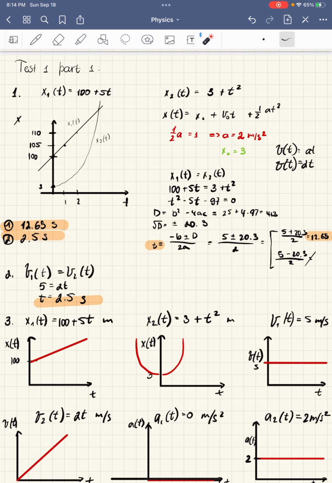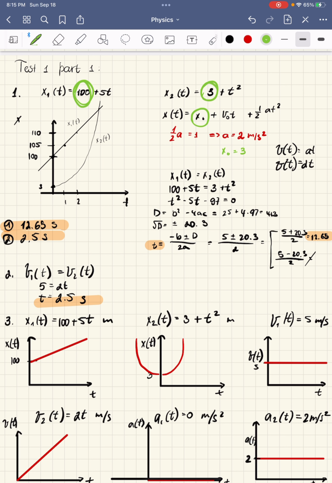So we can compare these two formulas to the basic one, which is x of t equals x0, which is the initial position, plus v0, the initial velocity, times time, plus half of the acceleration times time squared. So how are we going to compare the formulas? We know that x0 is in the first place, so we just have to compare x0 here for the second object, and for the first object right here.